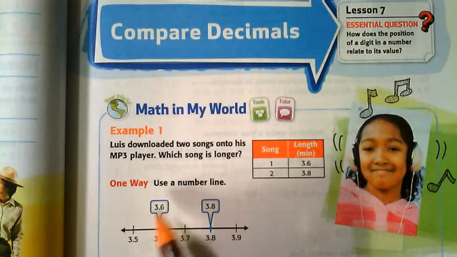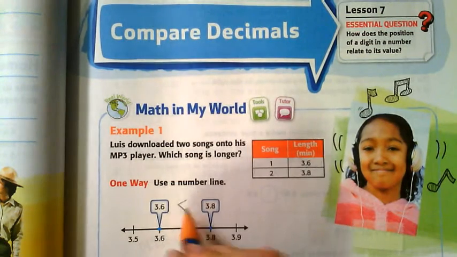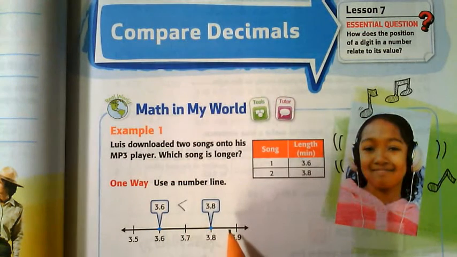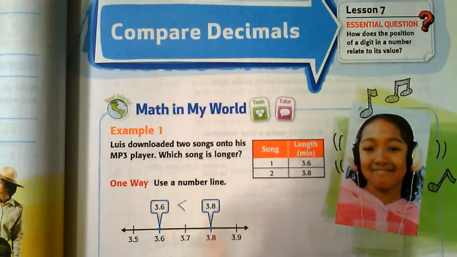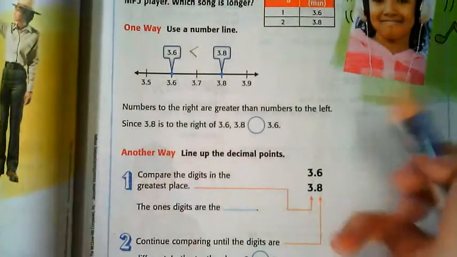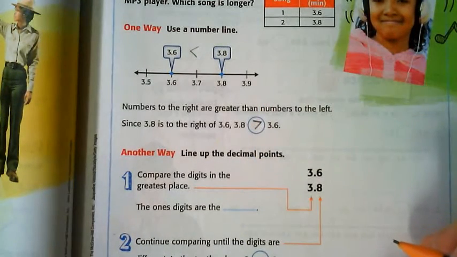So any number that goes before, we know is going to be less than the number that goes after it. Numbers to the left are smaller than numbers to the right. So one way to compare numbers is to plot them on a number line. So we know that 3 8/10 is going to be greater than 3 6/10.